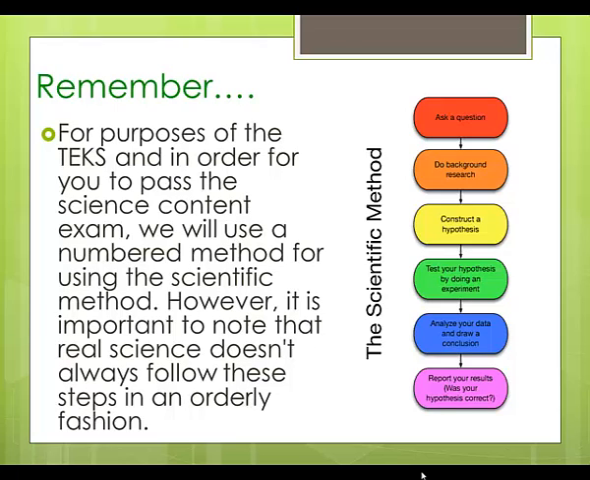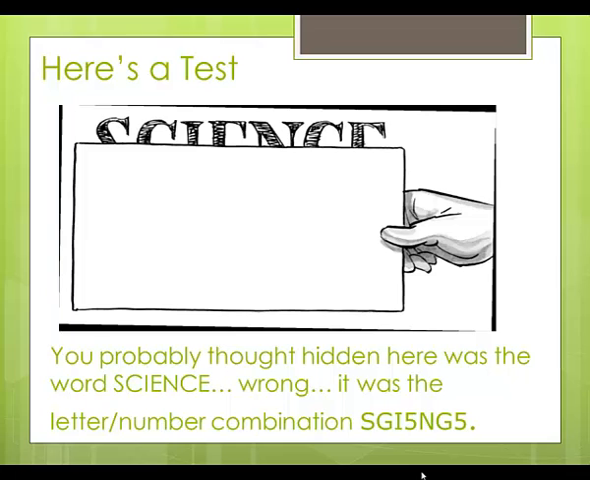For the purposes of this class, we're going to put those in order, but you need to know that we don't always follow those in an orderly fashion. We may do the first 2 or 3, 4, and then come back and make a new hypothesis before we ever draw a conclusion. But for this class, we're going to go in order just so that you remember that these are really important steps when working through science and the nature of science.